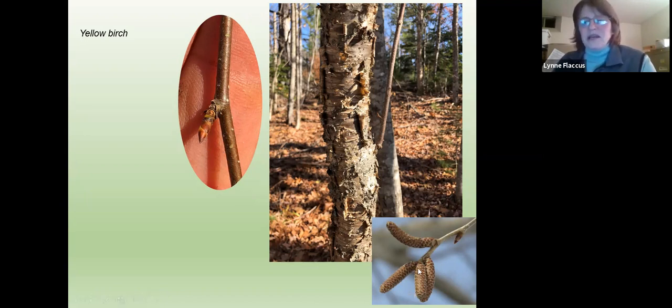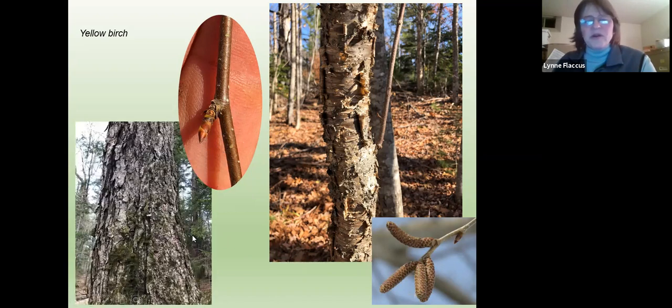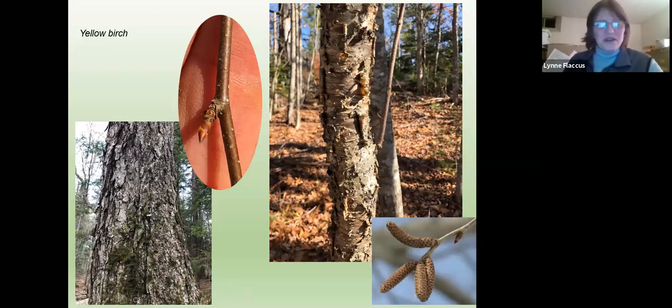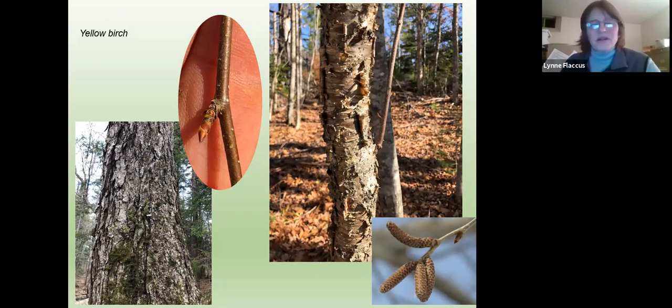And then you can use the catkins as well. That helps when you have younger trees. But if you're in a more mature forest or an older growth forest, it's a little bit hard to tell when you're looking at a yellow birch. The tree on the left here is a mature, older growth yellow birch. It doesn't have that flaky bark anymore. It looks a little bit more like a maple to me. But if you were to look up into the canopy of that tree, then you would see the golden curls. They're distinctive of the yellow birch.